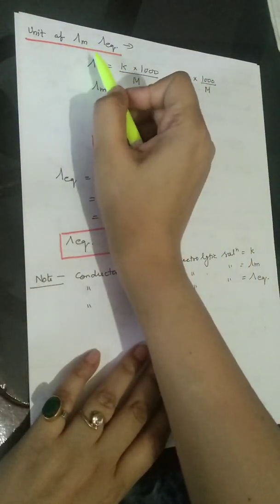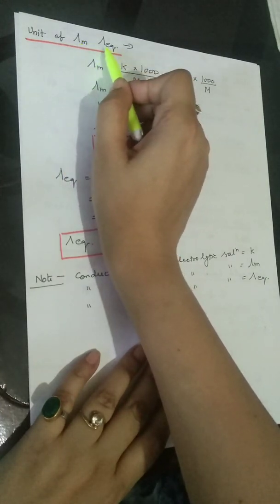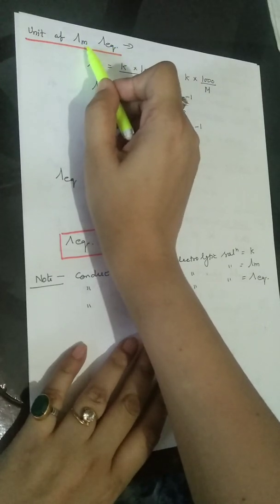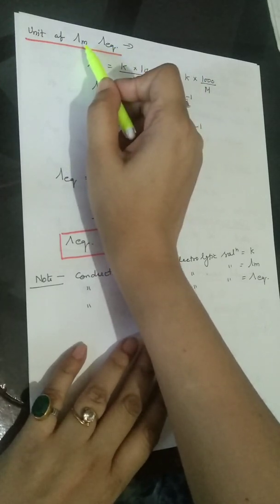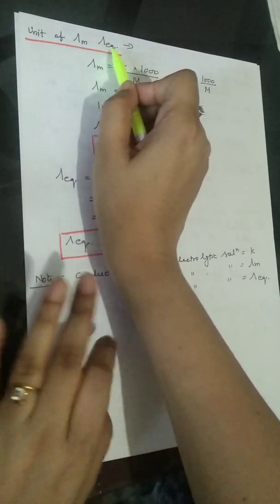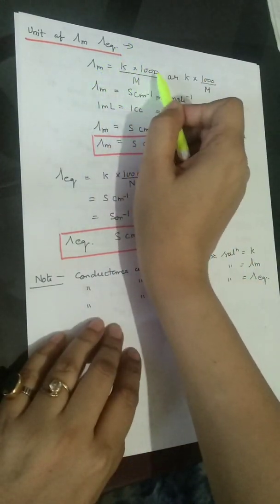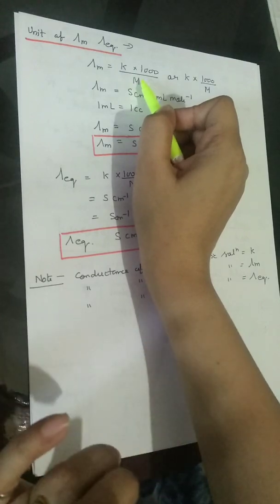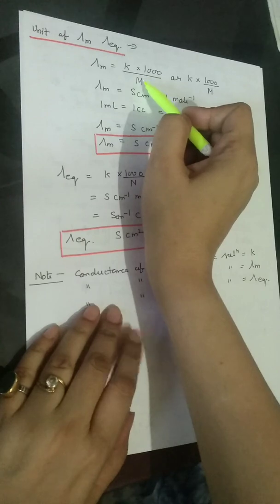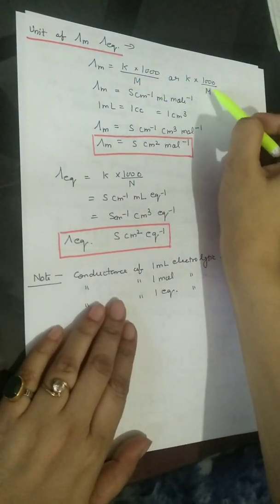Now we will derive the units of molar conductance and molar equivalent conductance. What is the formula of molar conductance? For molar conductance we use molarity, and for equivalent conductance we use normality. The formula is molar conductance equals kappa into 1000 upon M. But in case of equivalent conductance, we have N in place of M, so we can write it as kappa into 1000 upon N.